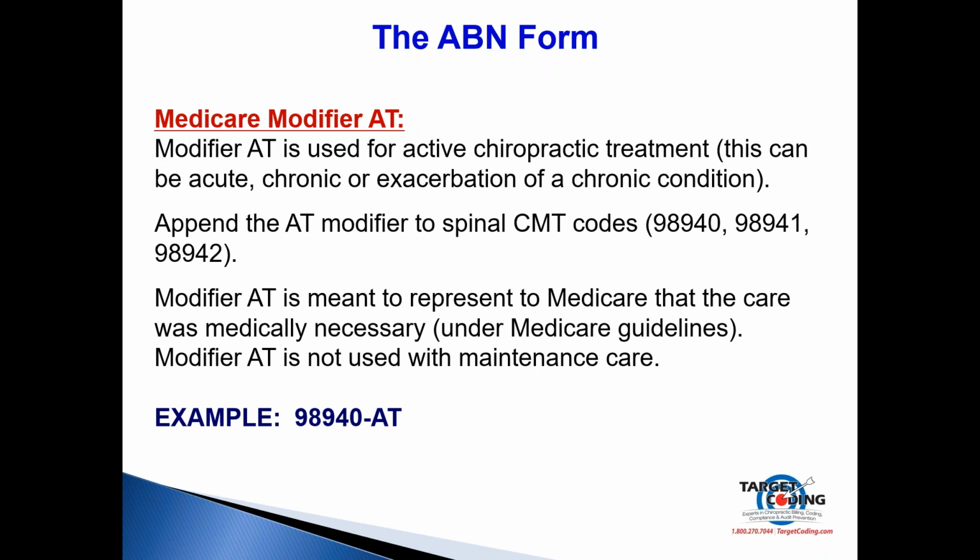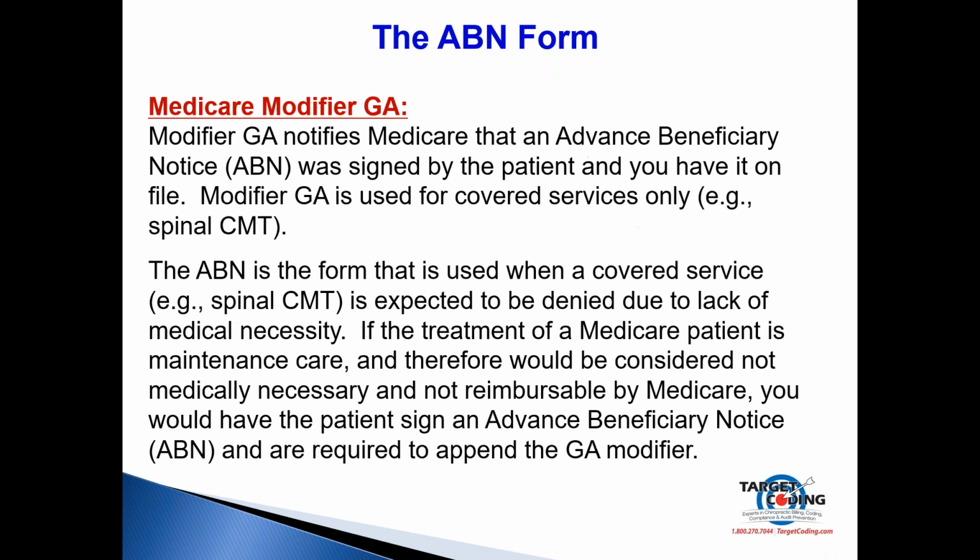So again, those 2 little letters, A and T, it tells Medicare that you understand the Medicare guidelines, that the patient has a painful neuromusculoskeletal condition caused by a subluxation via exam and x-ray, and that condition is preventing the patient from doing their normal activities of daily living. So all of that, just with those 2 letters, A and T.